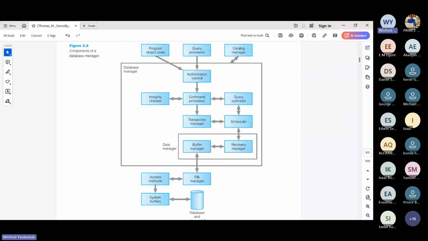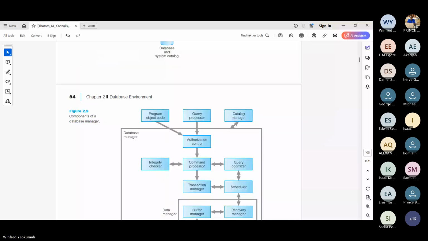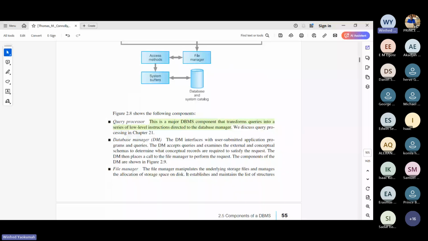So you see the query processor here. What is this function? It's a component that transforms queries into a series of low-level instructions directed to the database manager. Similarly, we take the next one, database manager. Then we see what it does. It's also here. Okay. The file manager manipulates the underlying storage files and manages the allocation of storage space on disk. You can see that one also.